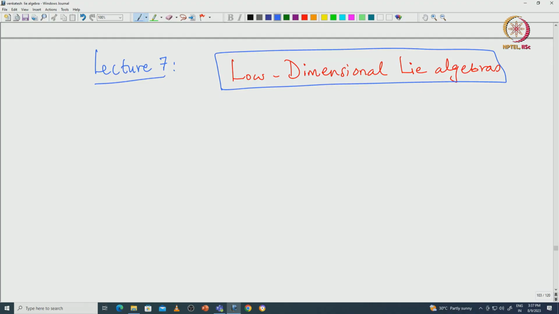In this lecture I will classify the low dimensional Lie algebras. So, let us try to classify the Lie algebras over complex numbers of dimension 1, 2 and 3. Let us see how far we can go. The one dimensional Lie algebra is somewhat easy to classify.